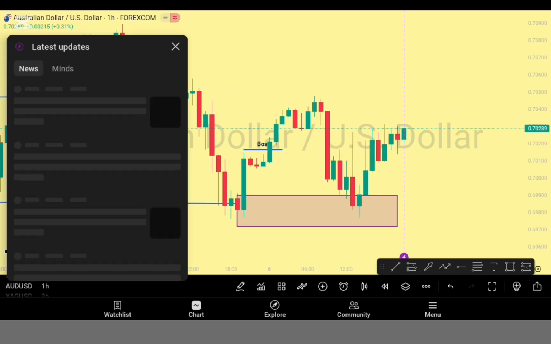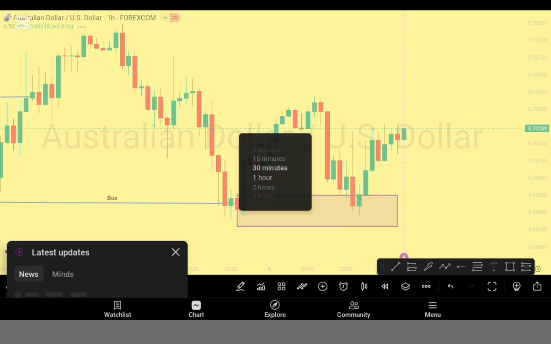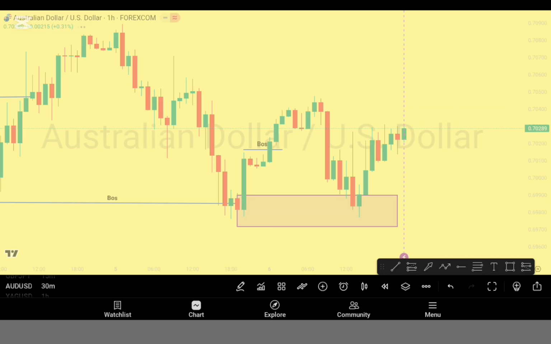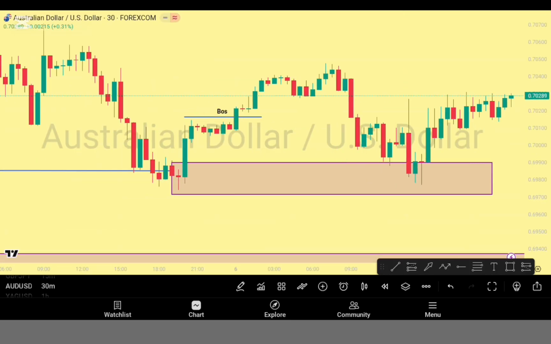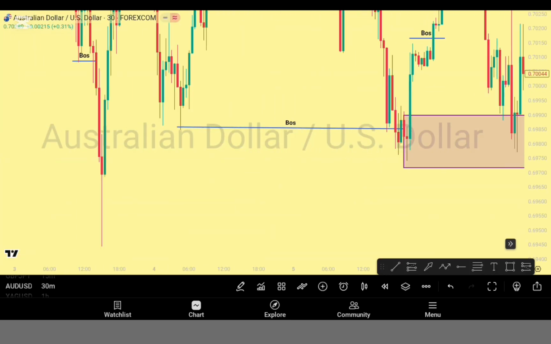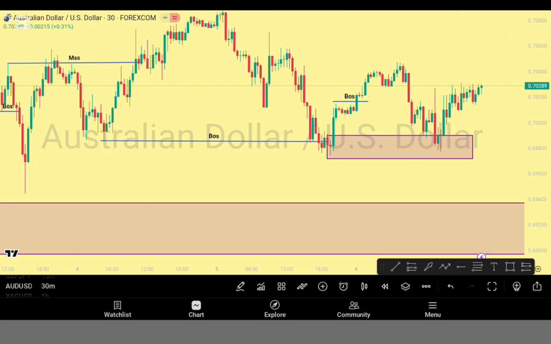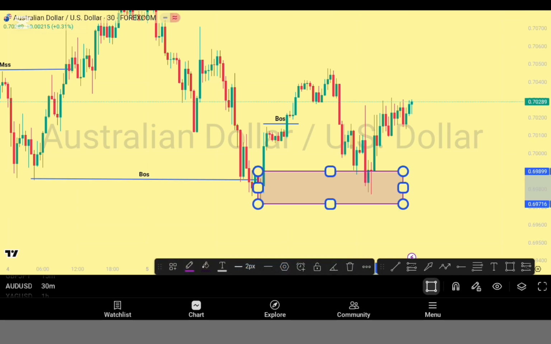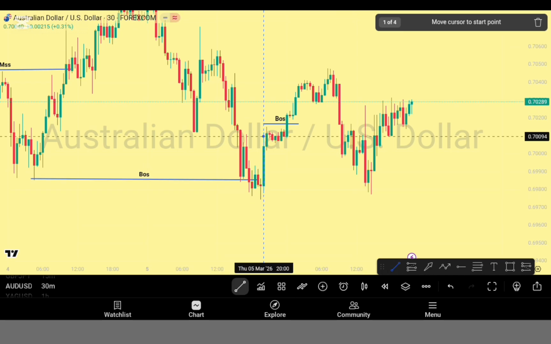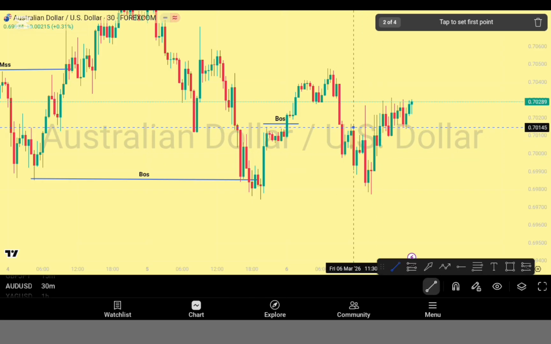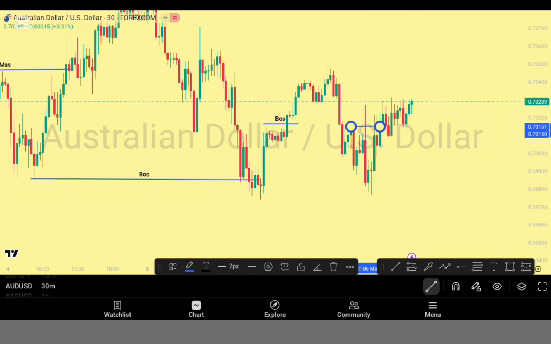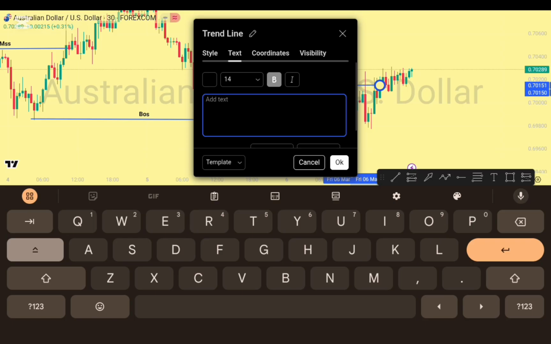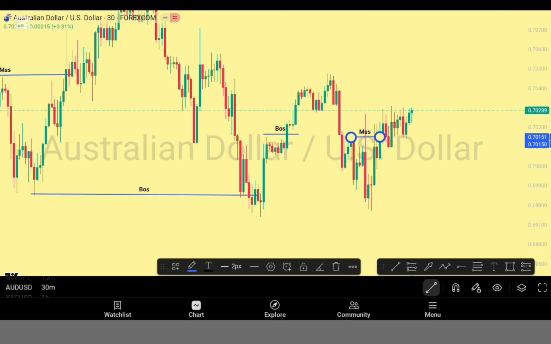Now, if you look where we have, let's go to 30 minutes. So in 30 minutes, I told you we're not summarizing everything. We have a change of character. These MSS and these.